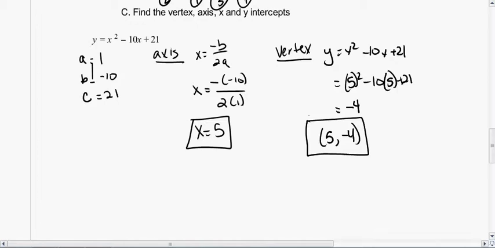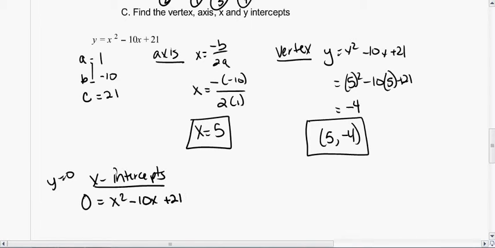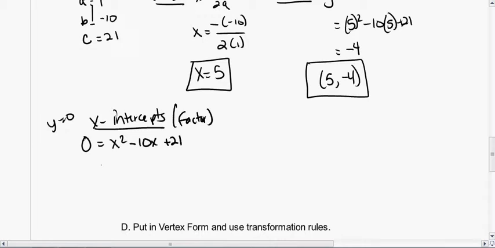Now I found the axis of symmetry and the vertex. Now I'm going to find the x-intercepts, and to do that I want to put this into intercept form, which means I need to factor. What's happening when you're finding x-intercepts is you're setting the whole equation equal to 0, or y equal to 0. So 0 equals x squared minus 10x plus 21, which means I'm going to factor. We're going to put this into x-intercept or intercept form.